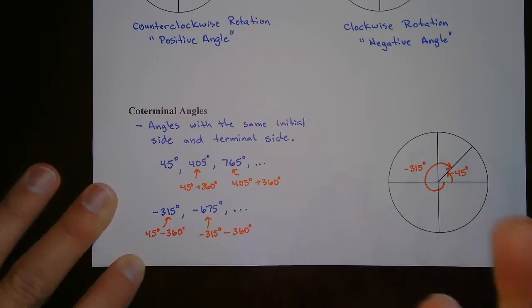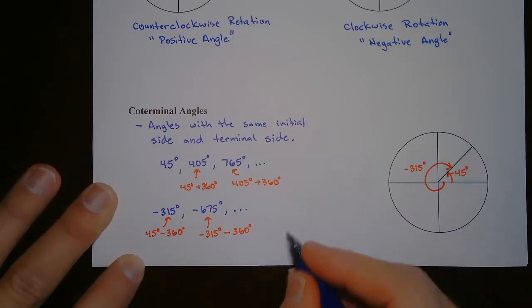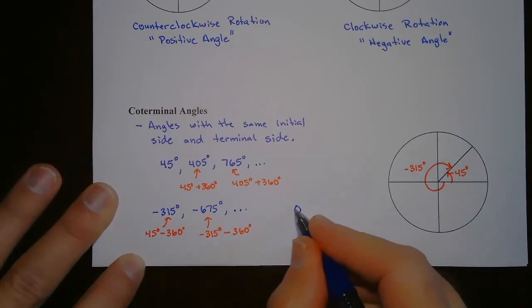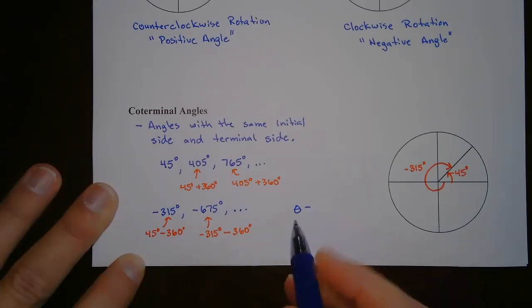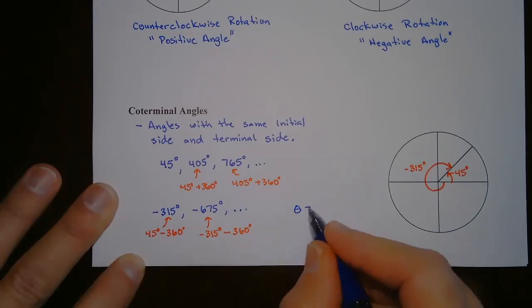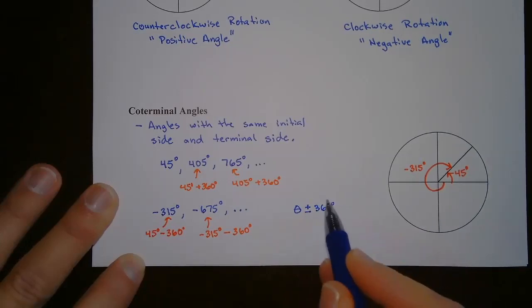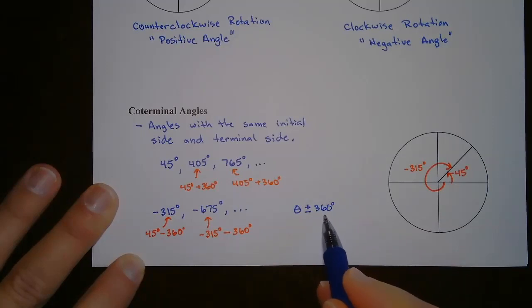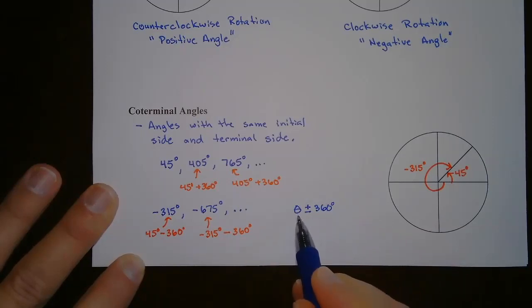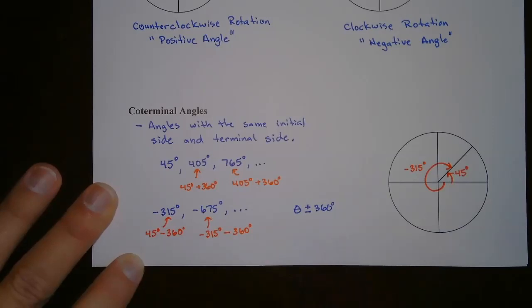So one way to get coterminal angles is you take your theta, and that's your starting angle. You could either add or subtract 360 degrees, because you'd be back to where you started if you rotate a full 360 degrees. So you start with the angle you're at, and then you add 360 or subtract 360 degrees, and that would give you coterminal angles. Okay? So that's what coterminal angles is all about.